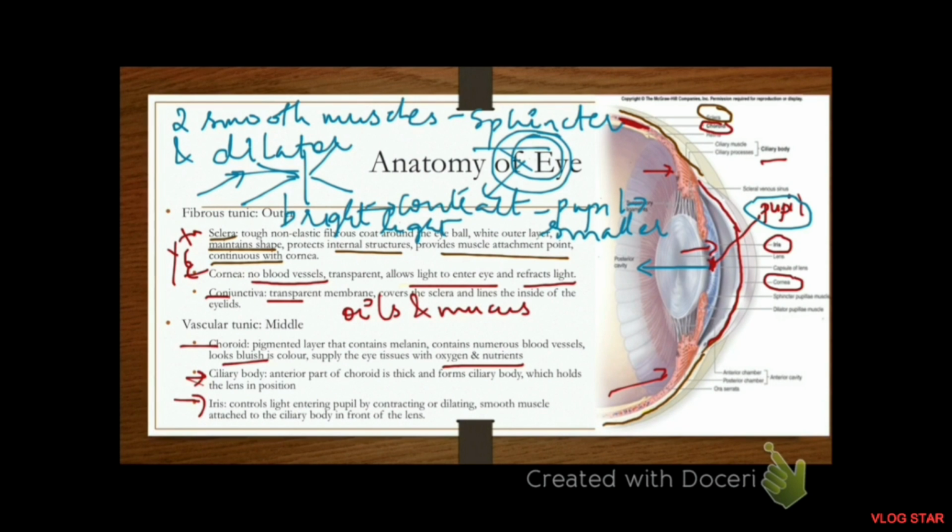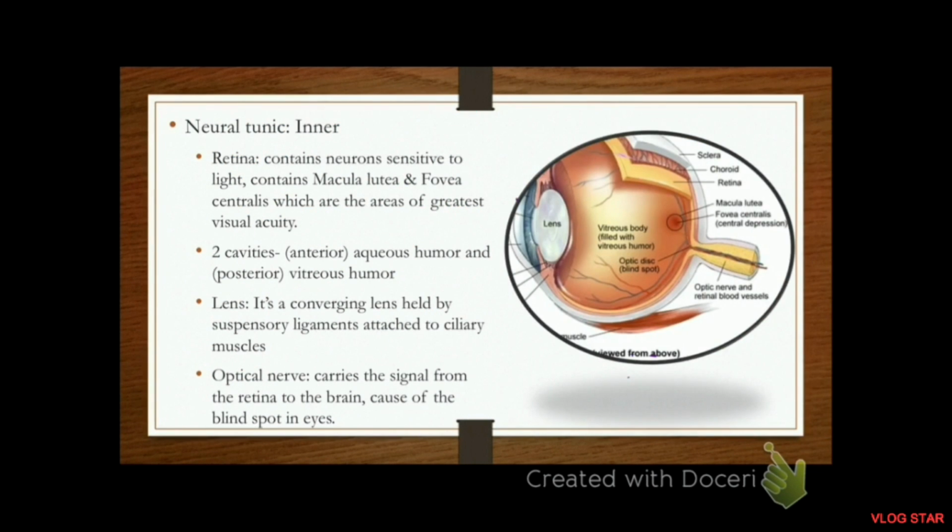So you can see the pupil, the iris and the lens work and regulate so that we can see clearly. That is about the outermost layer, the fibrous layer, and the middle layer, the vascular layer. Now we will move on to the inner layers of the eye. What happens when the light enters inside? Before we understand that, we first have to understand what the inner layers of the eye are.